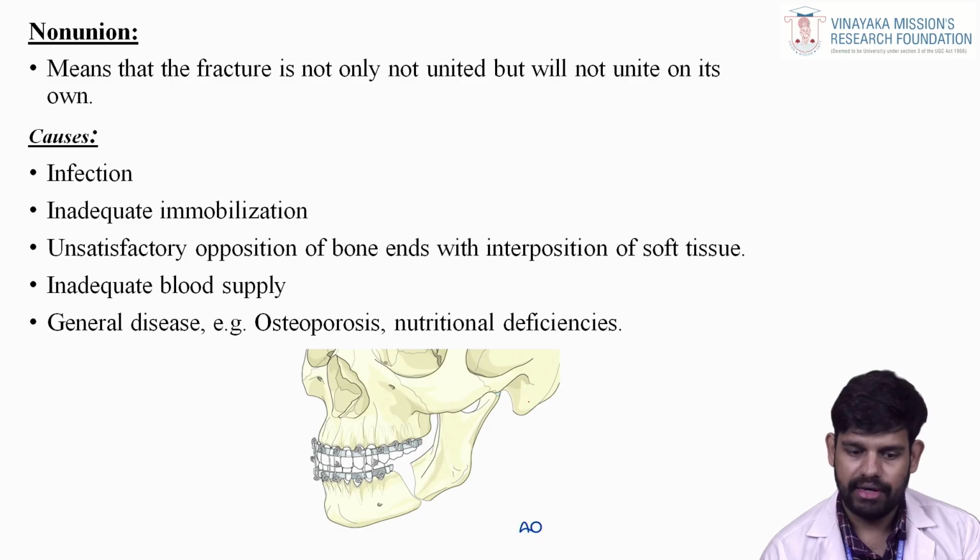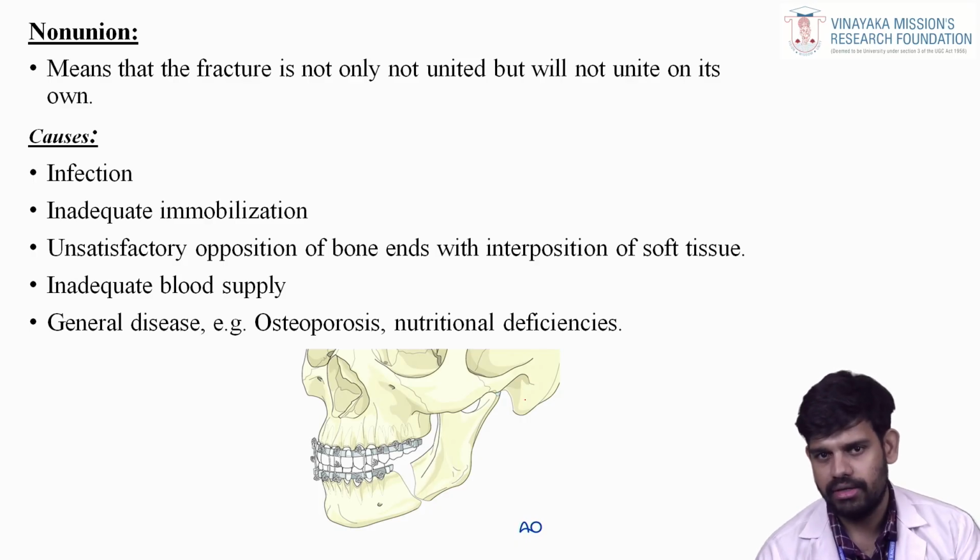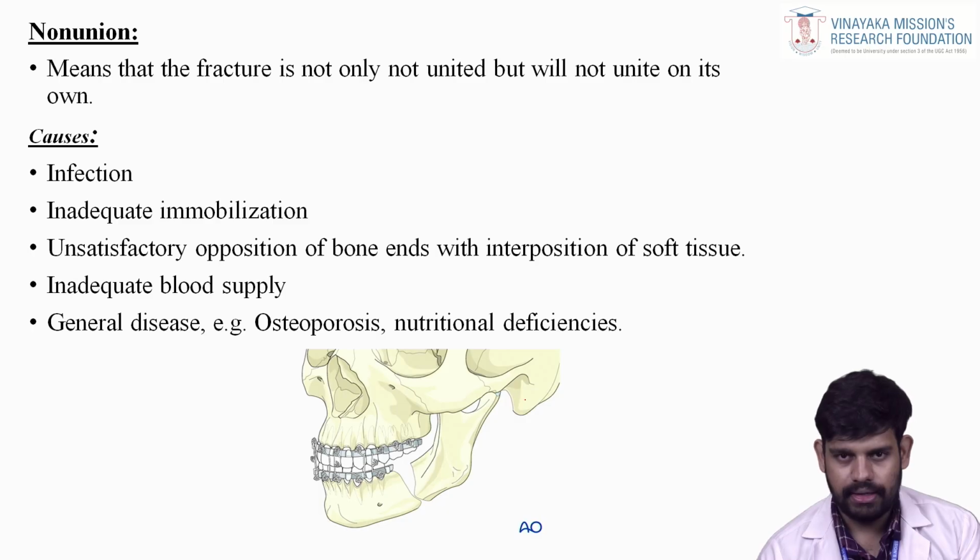It can be due to infection or inadequate immobilization. When putting the patient on closed reduction, if the patient is not compliant and starts moving the jaws at an earlier time, then it will go for a delayed union or non-union. Unsatisfactory apposition of the bone ends.